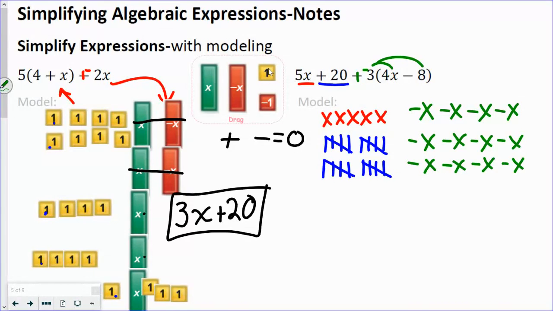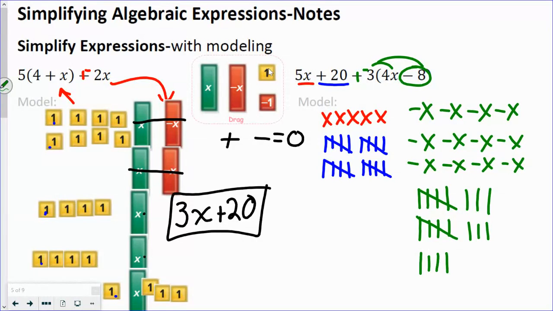So there I have all of my negative x's. And then the next one says I need 3 sets of the opposite of a -8. Sorry, my bad. The opposite of a -8, a positive 8. So 1, 2, 3, 4, 5, 6, 7, 8. I gotta do that 3 more times. 1, 2, 3, 4, 5, 6, 7, 8.